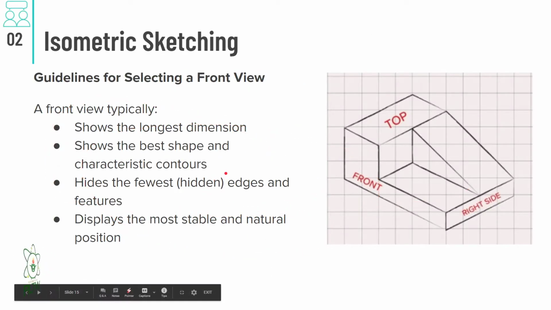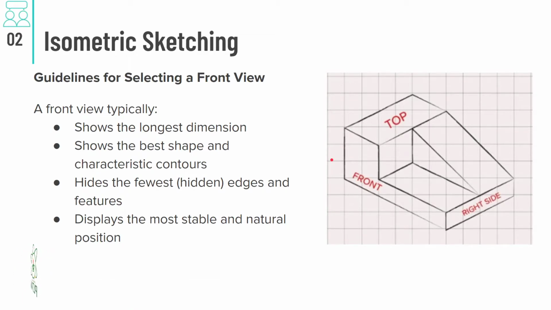How do we even figure that out? How do we see and know what the best front view is? If we have a weird object and it's all rotated and weird, how do I even pick? Sometimes it's not as easy as you think. So, it shows the longest dimension. This is just reiteration. Shows the longest dimension.